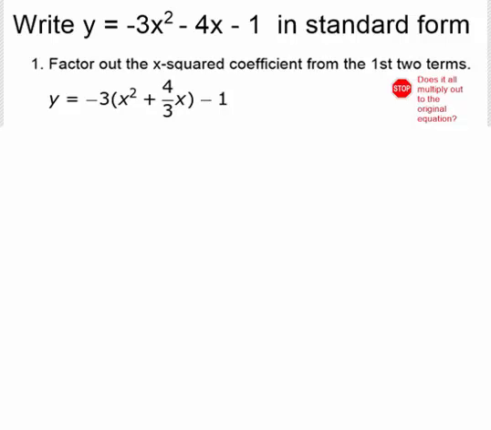We factor the negative 3 out and we get the quantity x squared plus 4/3 x. Why 4/3 x? Because 4/3 times negative 3 multiplies out to the negative 4 that we want for negative 4x. And then I have a note on the side here: stop. Does all of this multiply out to the original equation? That's how you check your work on this process.